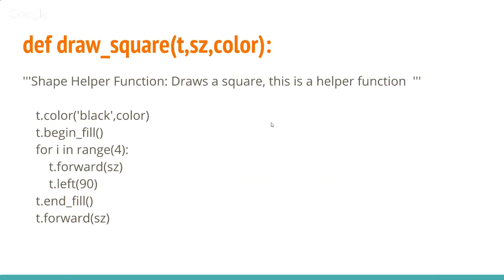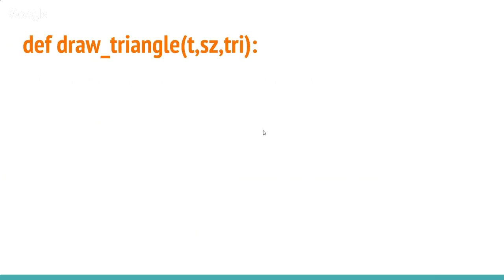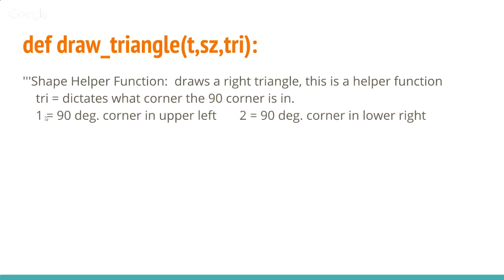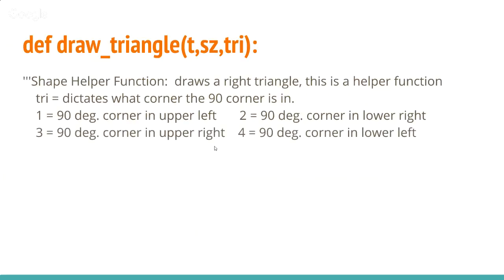Just because of how the first square of column number 1 sets right after that I have a triangle. And if I did forward by size, it allowed me to set the triangle, it made it easier for the transition. Now draw the triangle basically draws a right triangle, and it is a helper function. The try indicates what corner the 90-degree corner is in. So number 1, if that is received as a parameter, means that the triangle that's drawn has a 90-degree in the upper left. Number 2 is in the lower right. Number 3 is in the upper right, and number 4 is in the lower left.